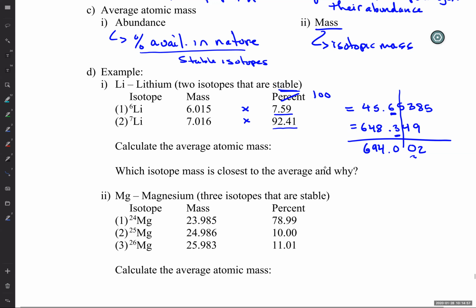Because I assumed I had 100, and I assumed that 7.59 of them had that mass, and 92.41 of them had that mass. And so you multiply those together, I'll get a total weight, but that's for 100 atoms, so then I just divide by 100. Oh, and I should point out, these are all in atomic mass units. So this is going to be 6.940 AMU.